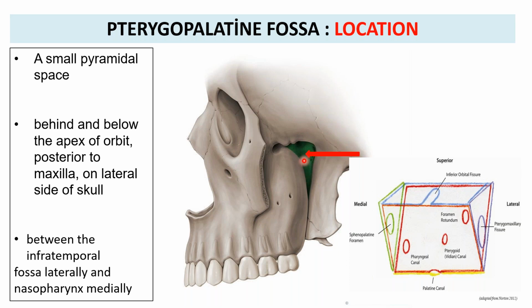This is a very small space and you have to really look into this space when you are looking at the skull. So this location is quite important because you have to look for these parameters: just behind the apex of the orbit, below and behind the apex of the orbit, behind the maxilla bone, and just medial to the infratemporal fossa.